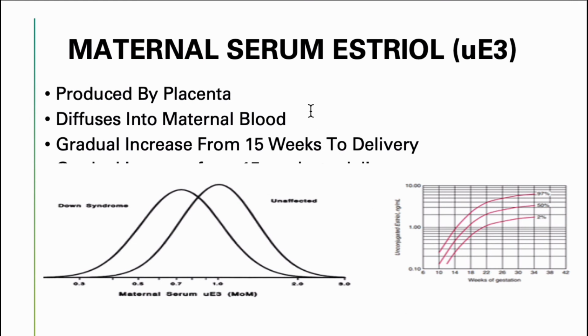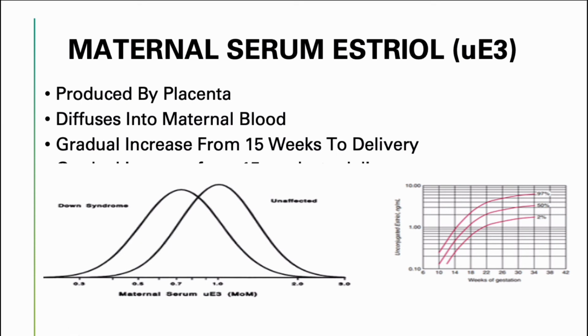All right, moving on to maternal serum estriol, or UE3. So estriol is produced by the placenta from cholesterol, in addition to progesterone. This is what ends up making the estriol. Estriol diffuses from the placenta into the mother's blood, where you can measure it. This U stands for unconjugated, so it's unconjugated serum estriol, or UE3.